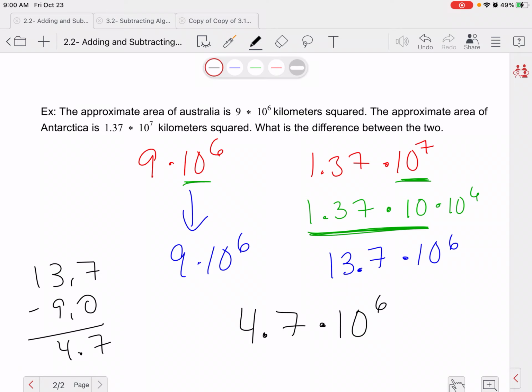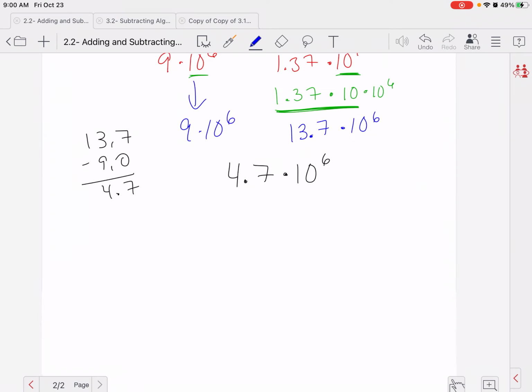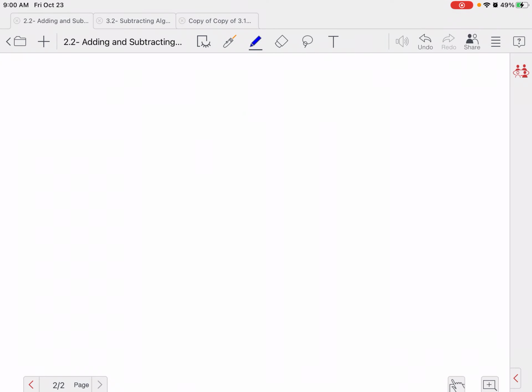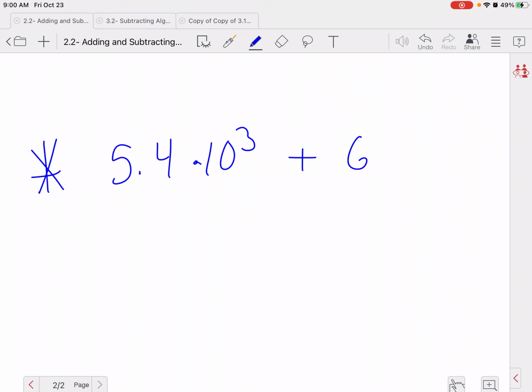Okay, I'm going to give you one problem that I want you to try on your own, since I didn't have an extra problem here. So if I gave you 5.4 times 10 to the 3rd plus 6.3 times 10 to the 5th, go ahead and try that one and see how you do.